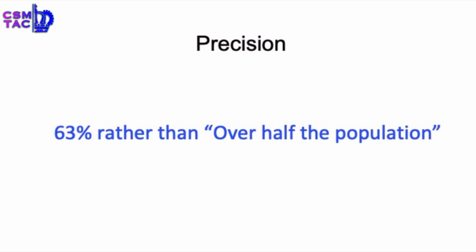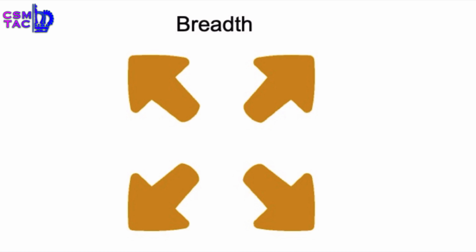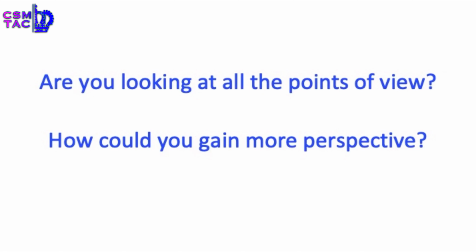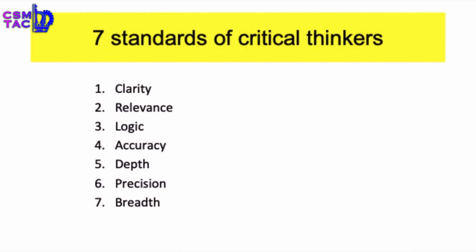Next is precision. Ask for precise measurements, such as 63% rather than over half the population. Watch out for vague words. Breadth. Are you looking at all the points of view? How could you gain more perspective? Look at it through someone else's eyes. For example, your children, your manager, etc. Keep these principles in mind as we work through the critical thinking model.